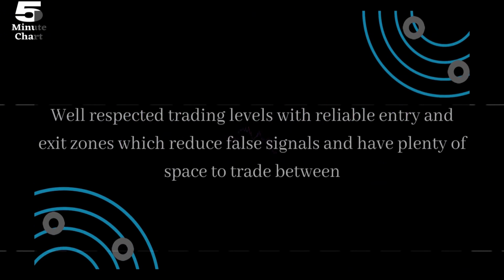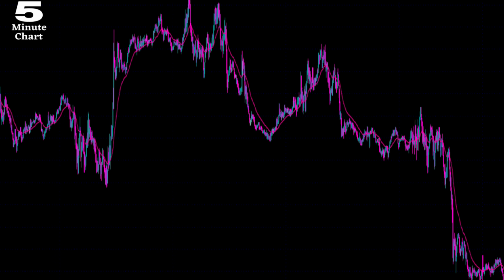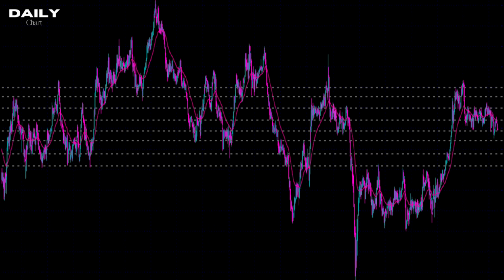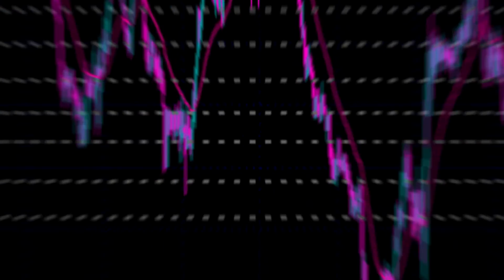Let's take a look at another example. Beginning on the 5-minute chart, we zoom out to the daily. We plot our key levels. Then, we zoom back into the 5-minute chart to look for trade entries.